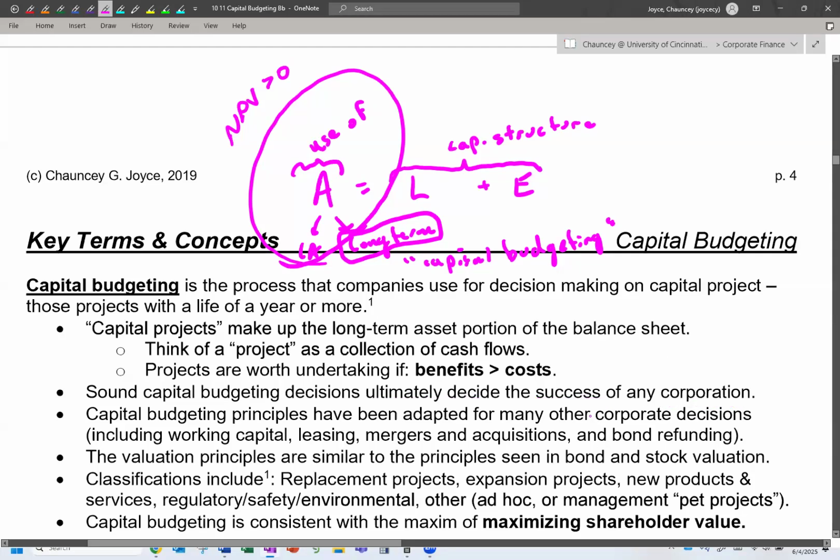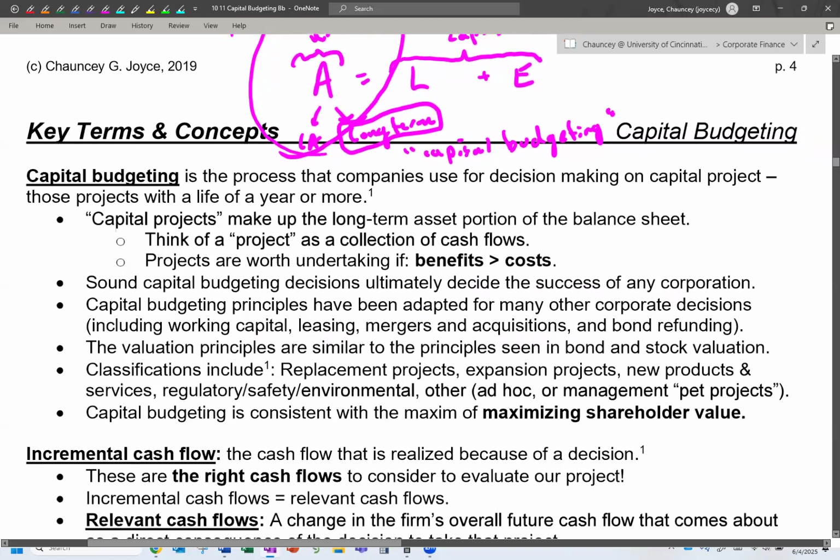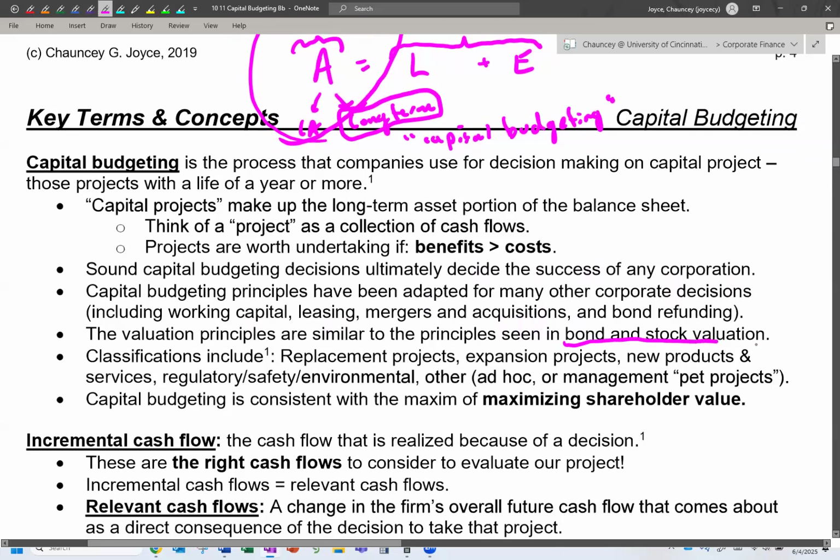So capital budgeting principles have been adopted for many other corporate decisions. They use them for working capital, leasing, mergers and acquisitions, and bond refunding. The valuation principles are similar to those seen in bond and stock valuations, so you should see some overlay here, especially when we do valuation. All valuation is comprised of timing of cash flows, the risk of those cash flows, and the magnitude of those cash flows. So timing, risk, and magnitude are very, very common valuation principles you see across numerous topics.